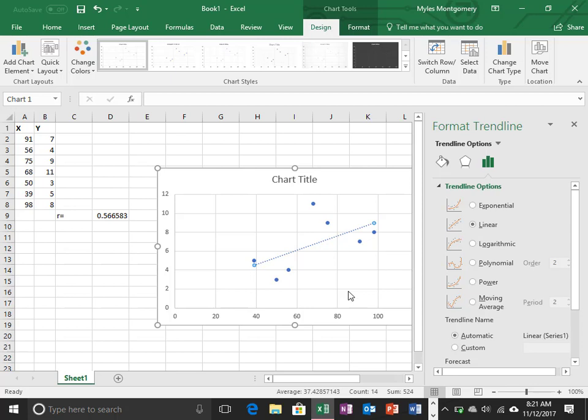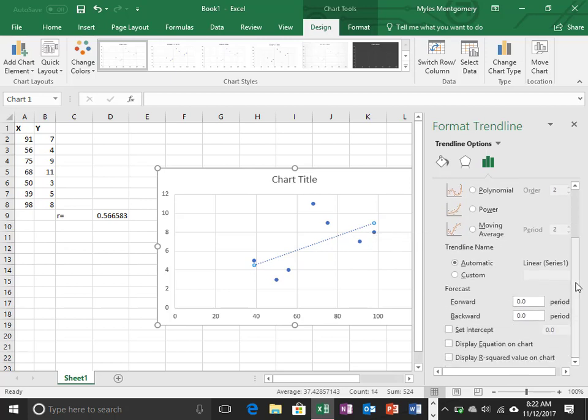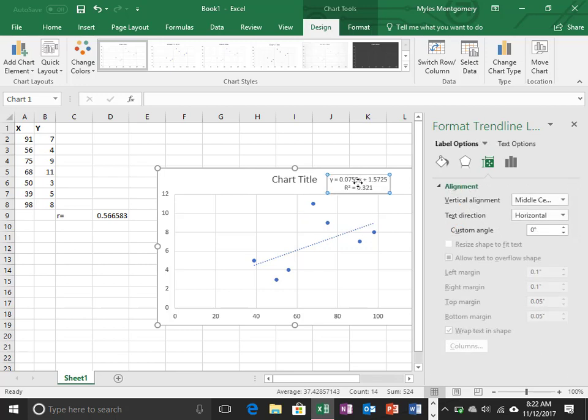If the decimal had been closer to 1, this would have been a straighter line and the points of the graph would have been more lined up with this. Now, another little trick you can do is with this Format Trend Line menu, go ahead and go down and click the bottom two boxes, and we get some new information. Look at that. If I move that up here, I can see it a little more clearly.